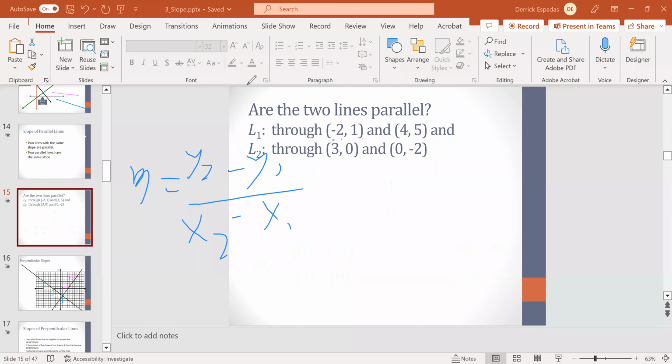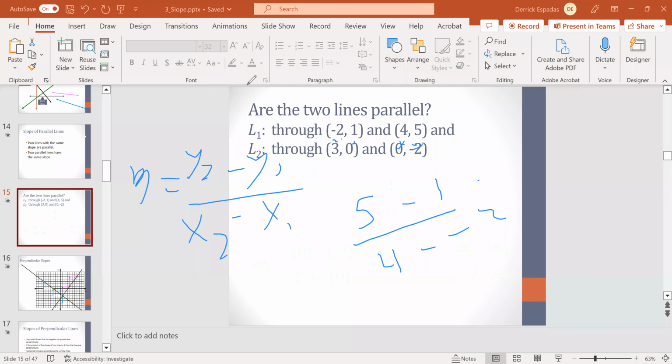We're just trying to put things in place. So this is going to be my x1. That's going to be my y1. This is going to be my x2. This is going to be my y2. So y2, 5, minus y1, 1. And then x2, 4, minus 2.